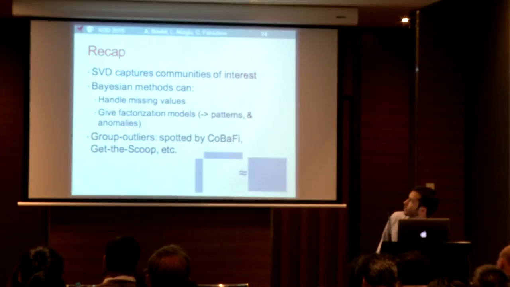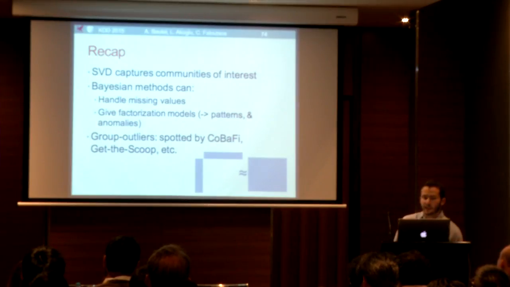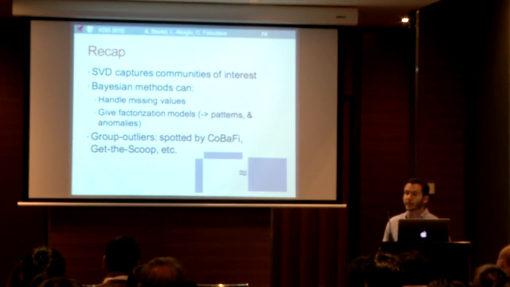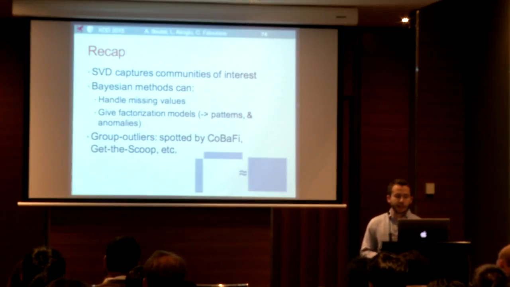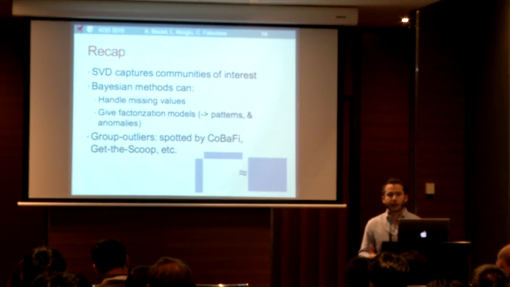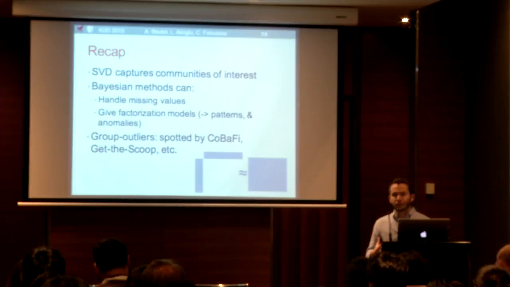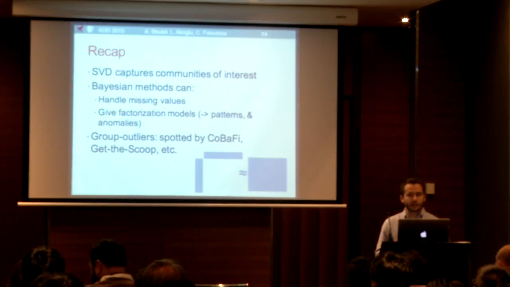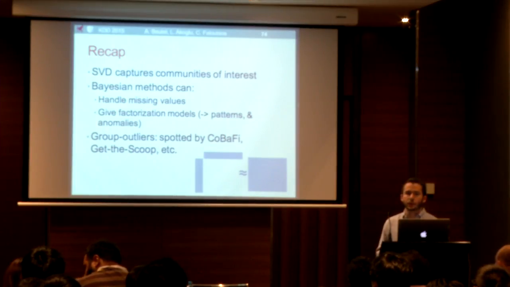So the recap here is a few main concepts. One, SVD captures these communities of interest with some provable guarantees. Bayesian methods can handle missing values in a wider variety of cases. They're more flexible to adapt to the patterns and anomalies that we want to describe or capture in the data.